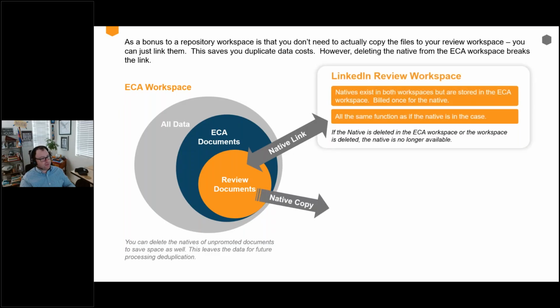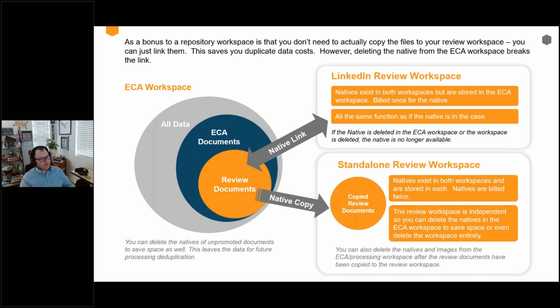So I just wanted to quickly touch on something that some people typically have questions about. When you have an ECA workspace and a review workspace, there's typically a way to promote data. It's typically what's called integration points, and that is pushing that data from an ECA to a review workspace.